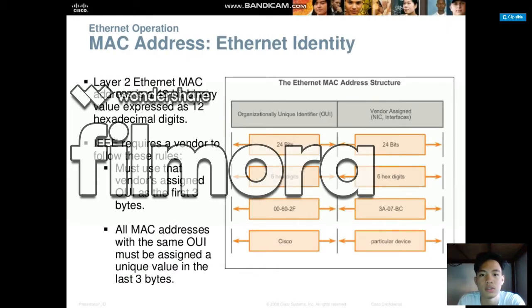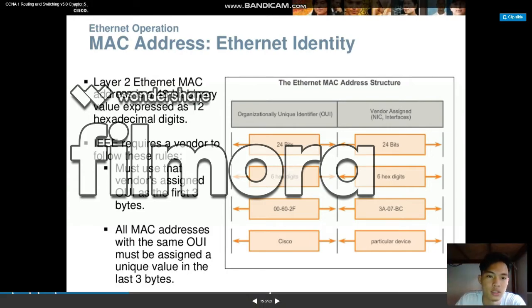So the MAC address or Ethernet identity. So we have here the layer 2 Ethernet MAC address is a 48-bit binary value expressed as 12 hexadecimal digits. IEEE requires a vendor to follow these rules. One must use the vendor's assigned OUI as the first 3 bytes, and all MAC addresses with the same OUI must be assigned a unique value in the last 3 bytes.